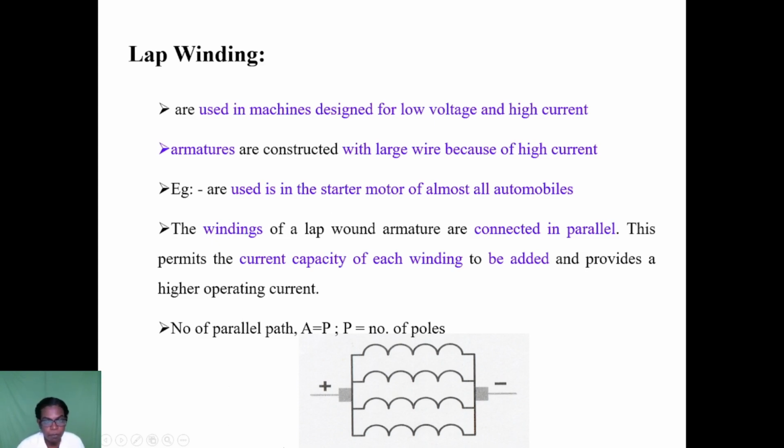The windings of lap wound armatures are connected in parallel. This permits the current capacity of each winding to be added and provide a high operating current. So in that winding, we have to solve some problems. In that problem, the number of parallel paths A is equal to the number of poles, because in the lap winding A is not given in the problem. So the poles are equal to the number of paths A in lap winding only.